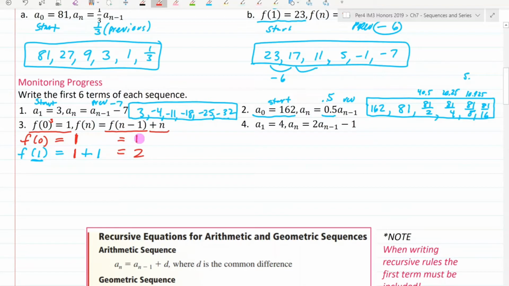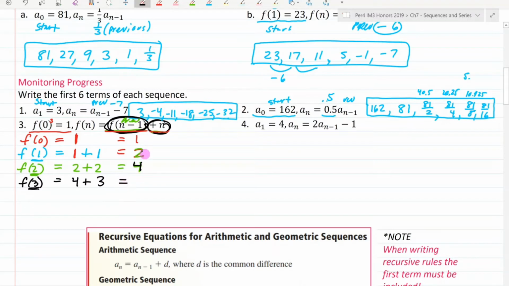Okay, so the first term was 1, the second term was 2. You might think that the next one's 3, but you're going to have to do the work. So for the second term, we do the previous term, which is 2, plus n, which is also 2. This is n right here. So now we're at 4. Let's see if you can come up with the next one on your own. So f of 3 is the previous term, which is 4, plus n, which is 3.